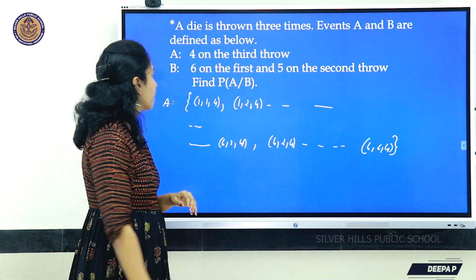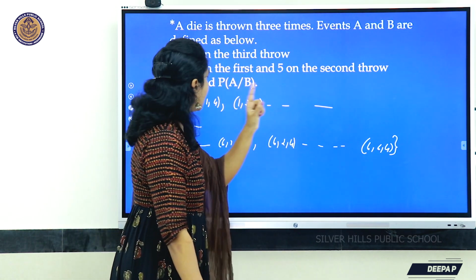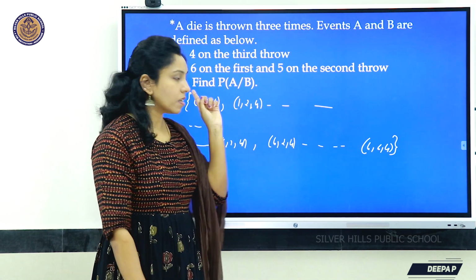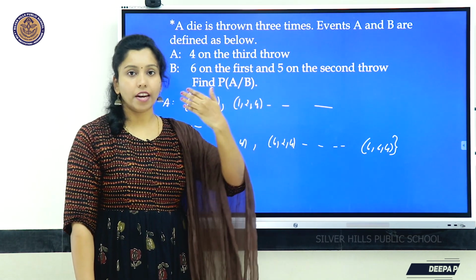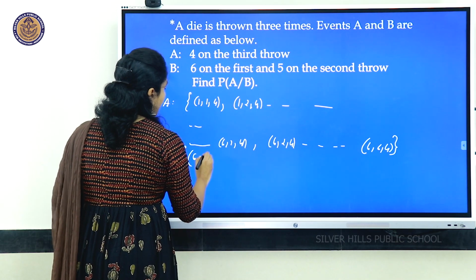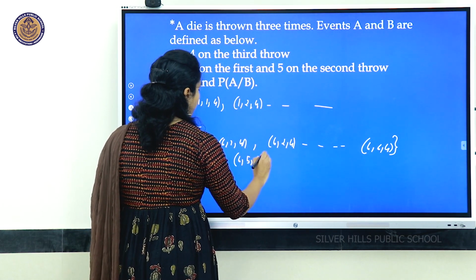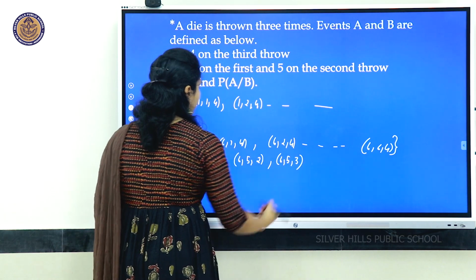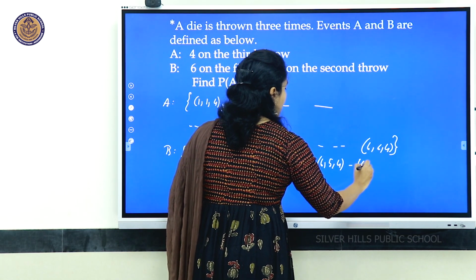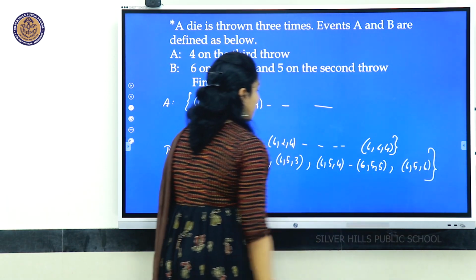Members are there. Now, what is B? How do we list the members of B? 6 on the first, 5 on the second throw. First 2 positions are fixed. The first one is occupied by 6, second one by 5. Third place can be any one of 1, 2, 3, 4, 5, 6. So, the members of B can be written as 6, 5, 1, because the first 2 places are fixed. Then 6, 5, 2, 6, 5, 3, 6, 5, 4, 6, 5, 5, and finally 6, 5, 6. These are the members of B.